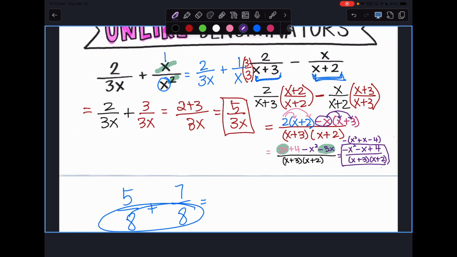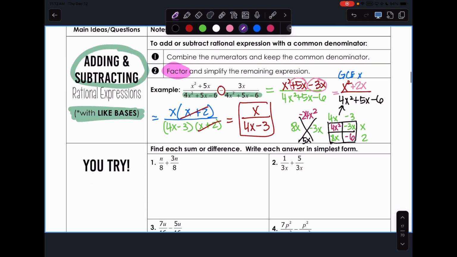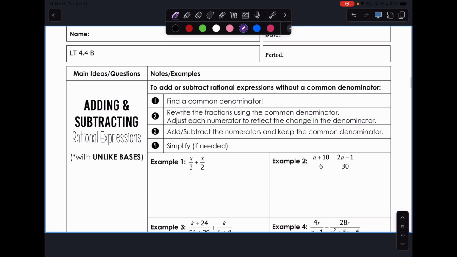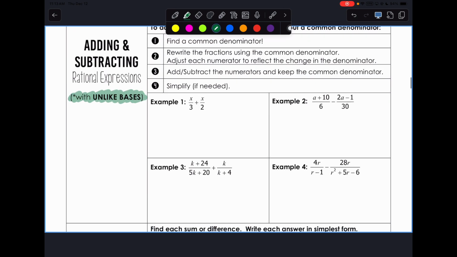Cool. All right. So there's 4 more examples that I want to go over, and it is on page 15. Unlike bases. Okay? So example 1's like a giveaway. It's so easy, it can be given away. Do we have like denominators here? Nope. So we need to multiply the first one and the second one to have a common denominator. What should be the common denominator there?